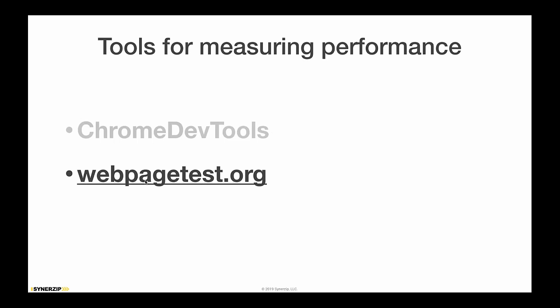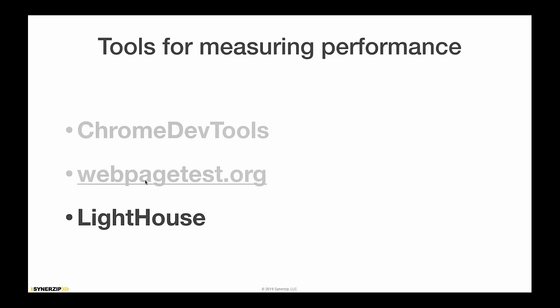Another tool is webpagetest.org. You give WebPageTest a URL, it loads the page on a real Moto G4 device with a slow 3G connection, and then it provides you with a detailed report on the page load performance. You can also configure it to include a Lighthouse audit report.